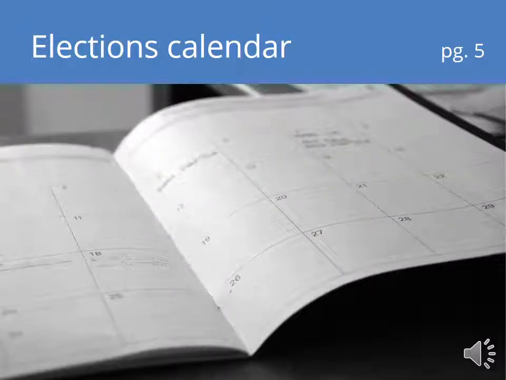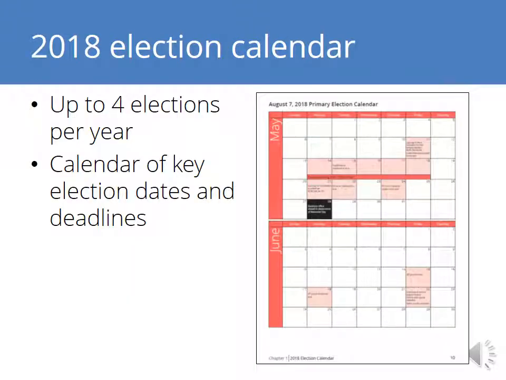We will begin with the elections calendar. The first chapter of the manual covers the elections calendar for the year, including the dates of the elections and important deadlines. In Washington, there can be up to 4 elections a year, 2 special elections in the spring, and the primary and general election. Jurisdictions can request a ballot measure for any of these 4 elections. The election of candidates typically is limited to the primary or general election.